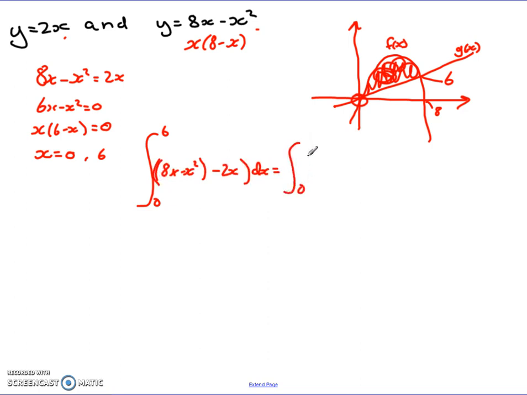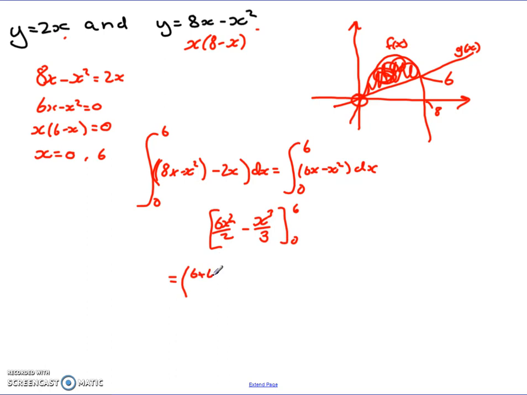Simplify it first and you get integral from 0 to 6 of 6x minus x squared dx. Then we just integrate it as normal. Integrate it, substitute in the limits, I get my area. That gives me 6x squared over 2, take away x cubed over 3 between 0 and 6. Plug in your two limits, upper take away lower, and you'll get what you're after.